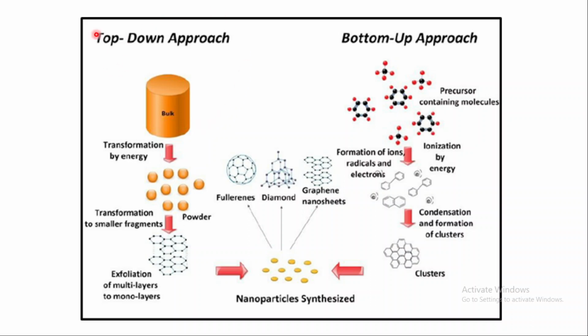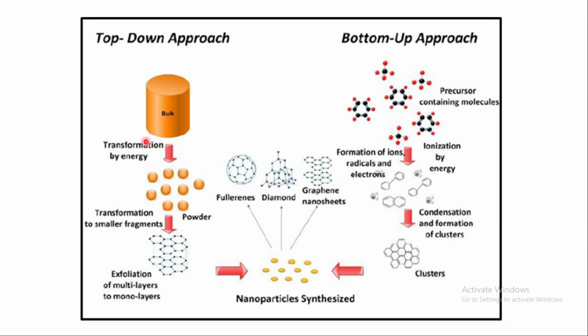So we'll just go slowly through this. Top-down approach. In top-down approach, we start with bulk of the material. So there is always bulk material as a starting point in top-down approach. And we break down this bulk material by using energy. We powderize it, pulverize it, break it into smaller fragments, transformation into smaller fragments, and then this can exfoliate from multi-layers to monolayers.